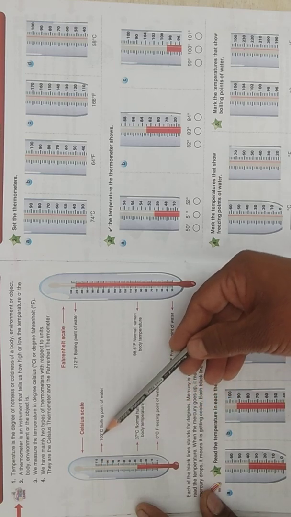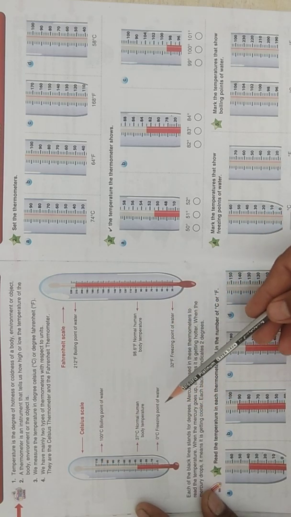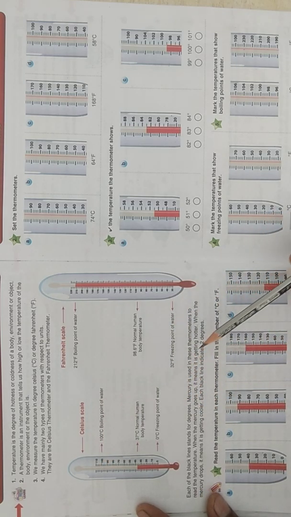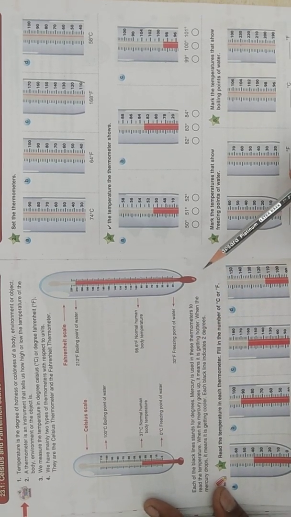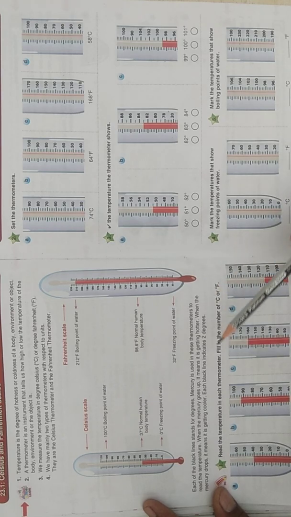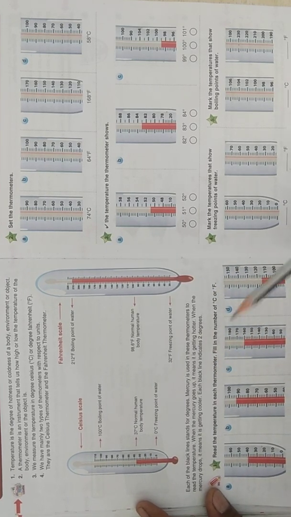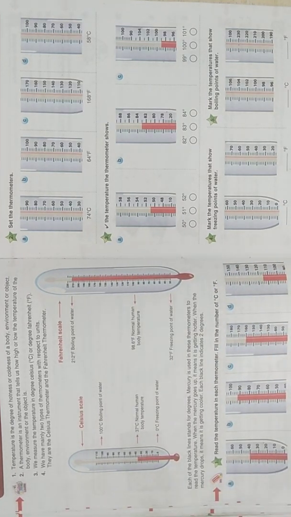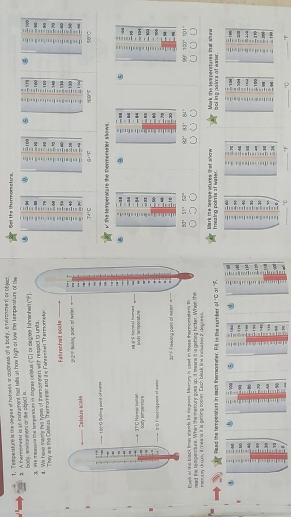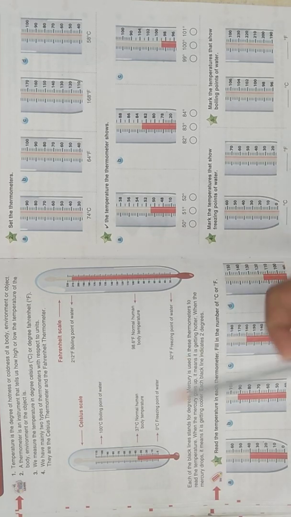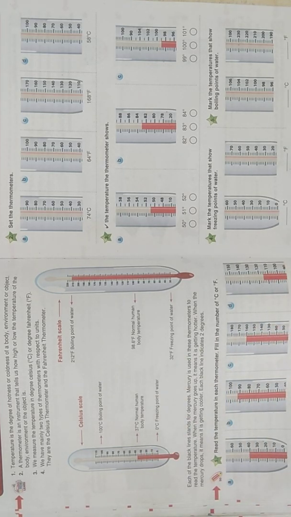And 100 degree Celsius is the boiling point of water. When water reaches 100 degree Celsius, that time it starts boiling. You can keep a thermometer in the boiling water, then you can check the temperature. It is equal to 100 degree Celsius.